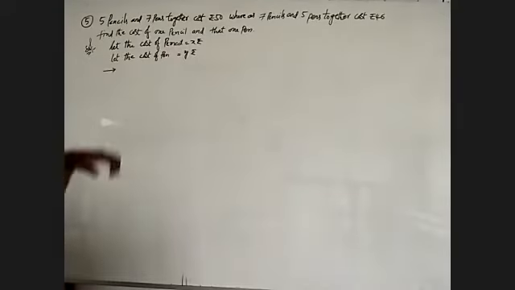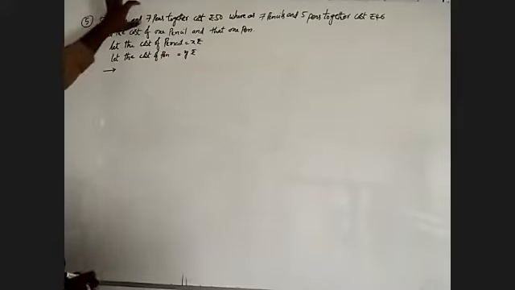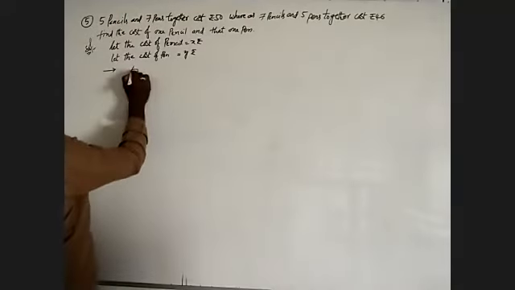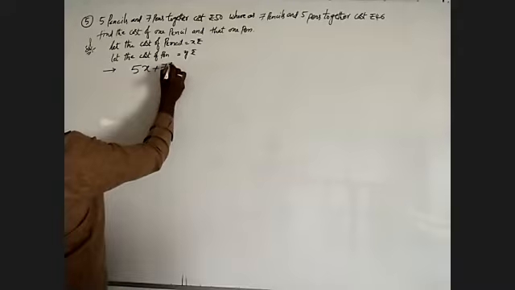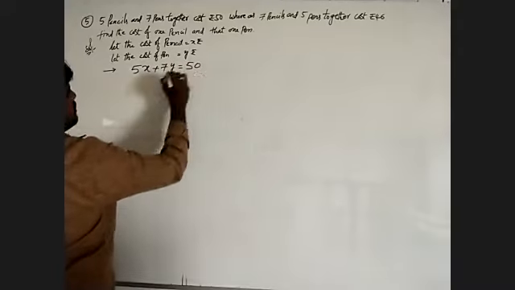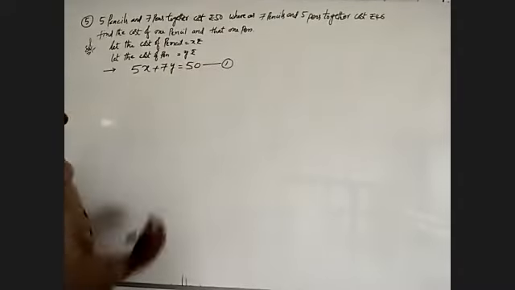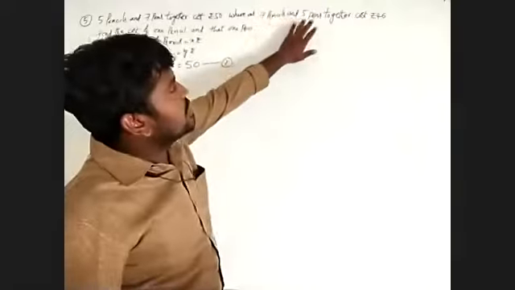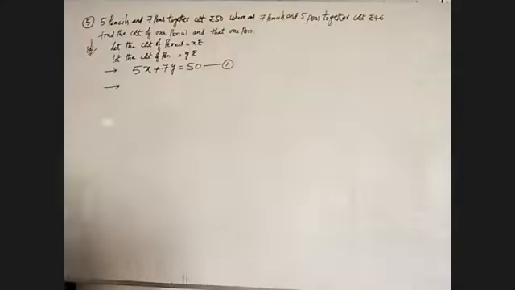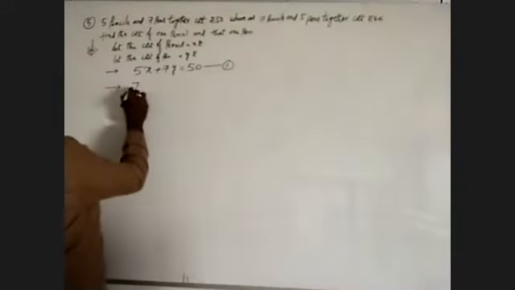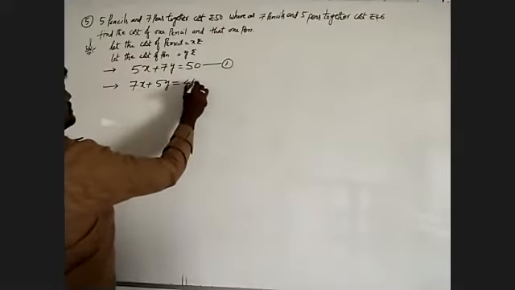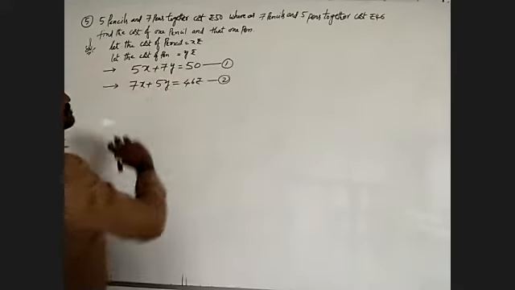What is given in the first statement? 5 pencils and 7 pens together cost 50 rupees. That I have to write as 5x plus 7y equal to 50. This is equation number 1. After that, what is the second condition? 7 pencils and 5 pens together cost 46 rupees. That I have to write as 7x plus 5y equal to 46. This is equation number 2.